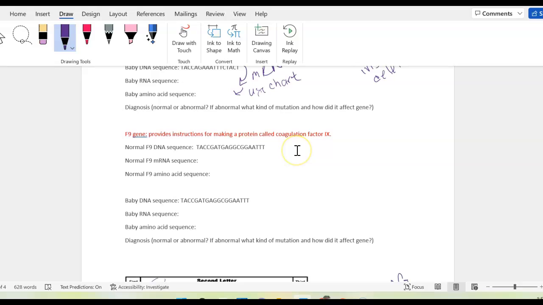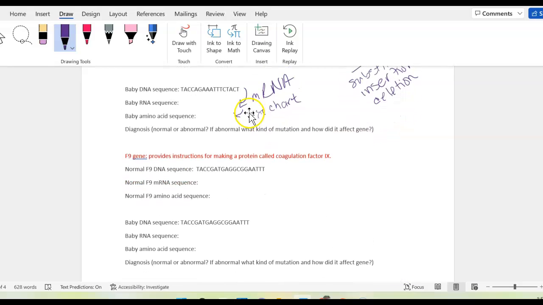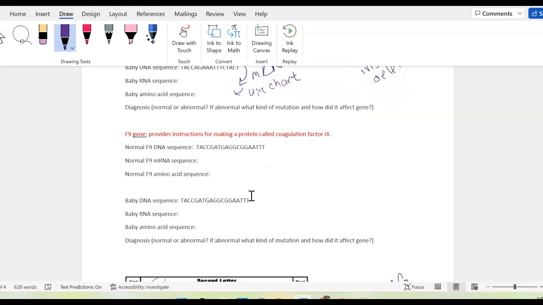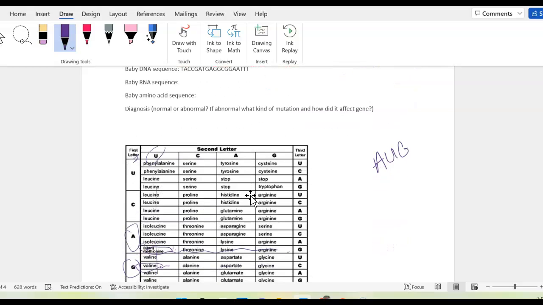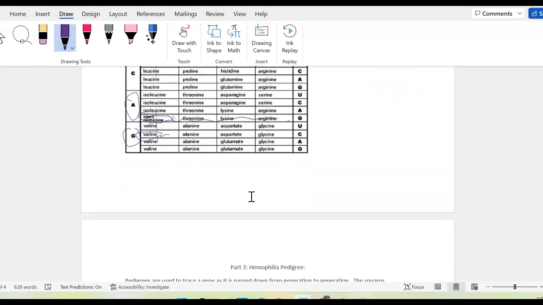You're going to do the same thing down here for the F9 gene. Your child could have an F8 issue, an F9 issue, or both. That's what you're going to try to figure out in this part. Once you are finished with that, you can pause your video and finish that section.